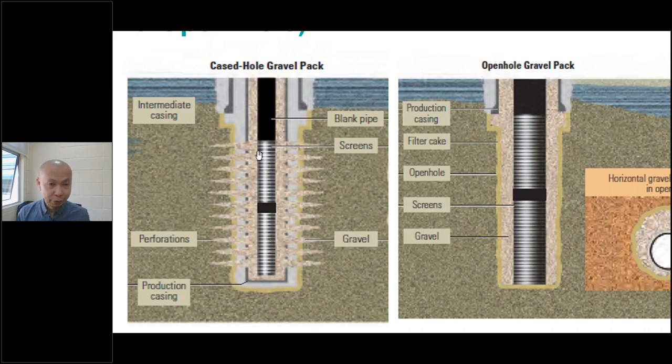And then around the screen, we fill up with the gravel. Gravel is uniform. We call it gravel or propane sometimes. We fill up with the gravel, okay? And then we produce the well. That's the cased hole. In open hole, it's the same configuration, except that you don't see casing here, you don't see pipe, you don't see perforation.